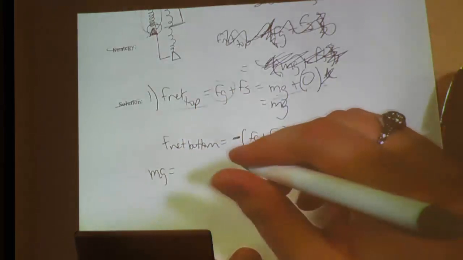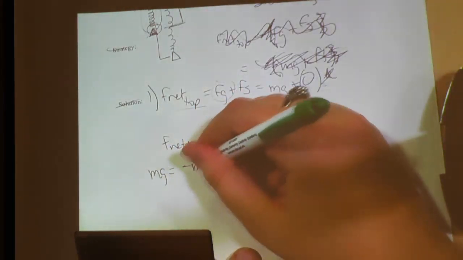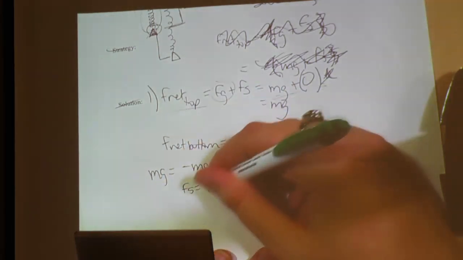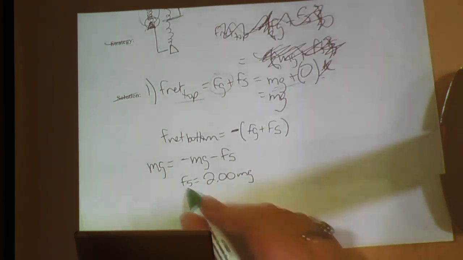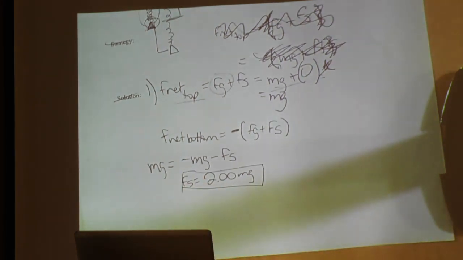So if we plug it back in here, we'll get mg is equal to negative mg minus the force of the spring. And then if you rewrite this, you'll end up getting that the force of the spring is equal to 2mg. I apologize for that being as painful as it was. I skipped around instead of moving in one direction. Okay, so that should be that you have proven that it is in fact 2 times the mass and gravity.